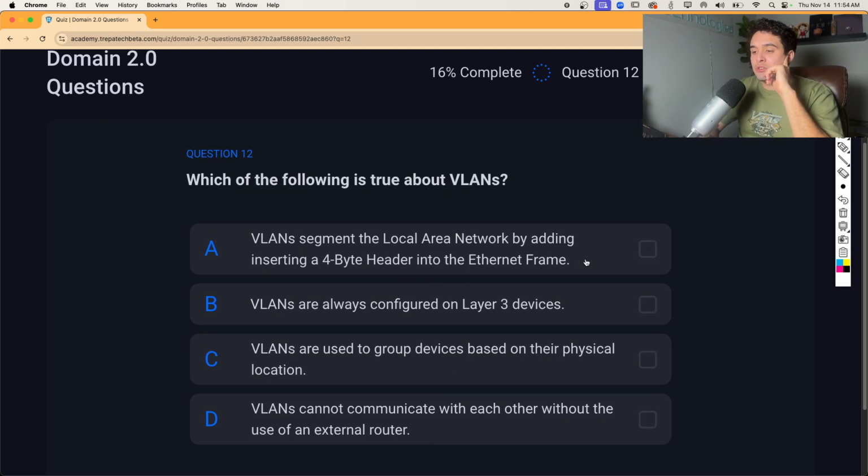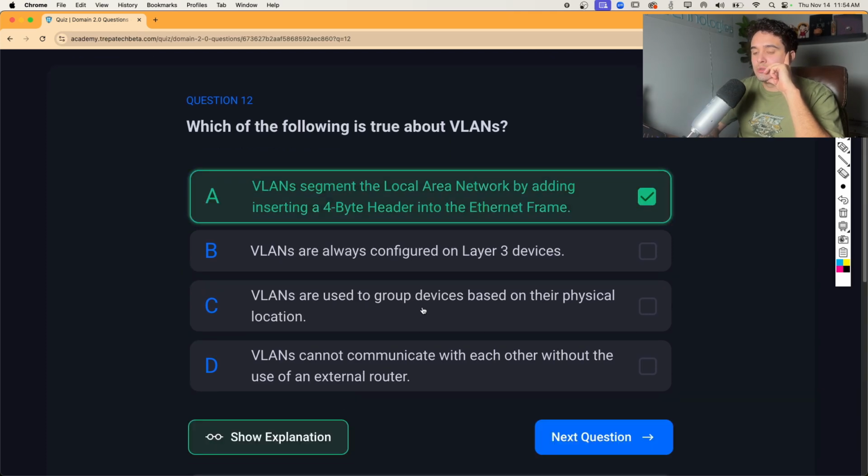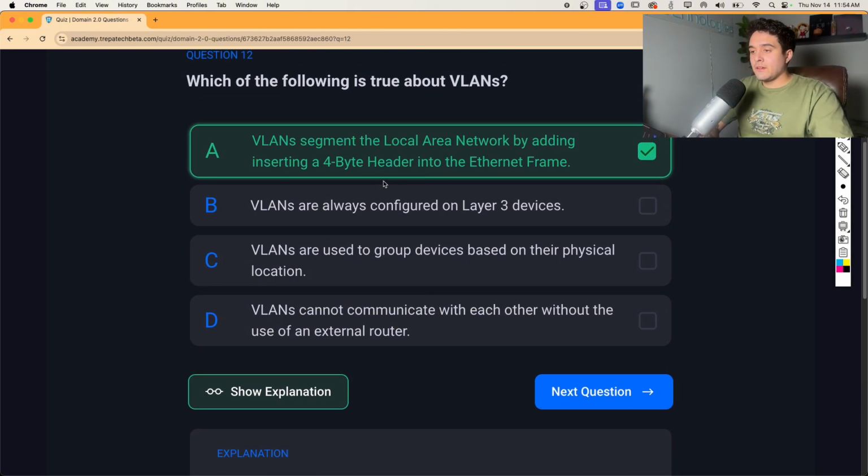A, VLAN segment the local area network by inserting a 4-byte header into the Ethernet frame. That's what I am going to choose. Now, 802.1Q, that's the open standard. The IEEE standard is a 4-byte header.